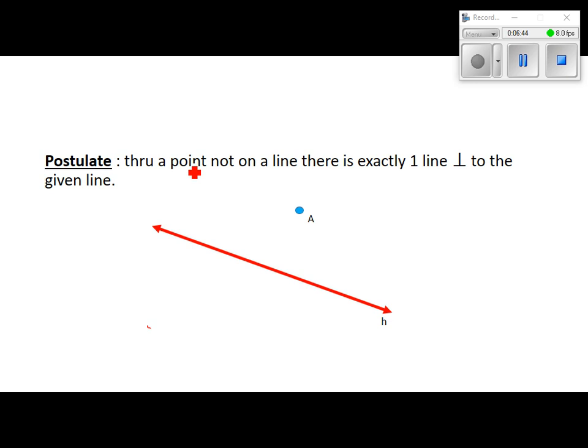Same idea for perpendicular. Remember the upside down T, as soon as you see that, you should think of right angles, 90 degrees.